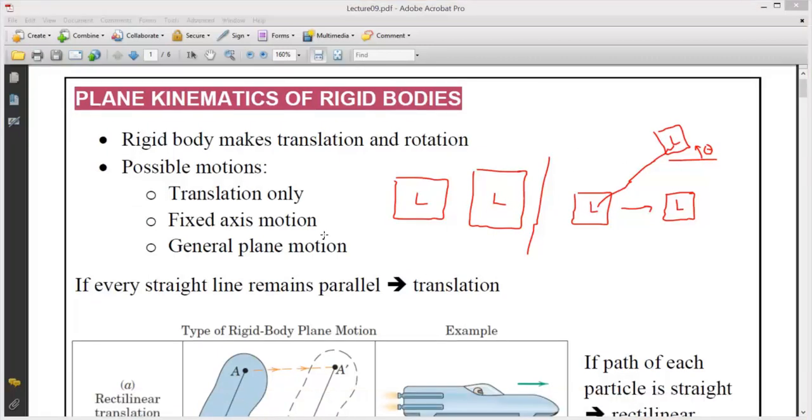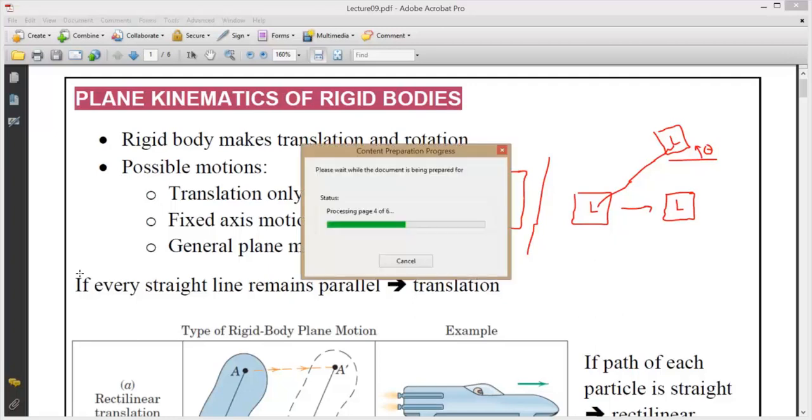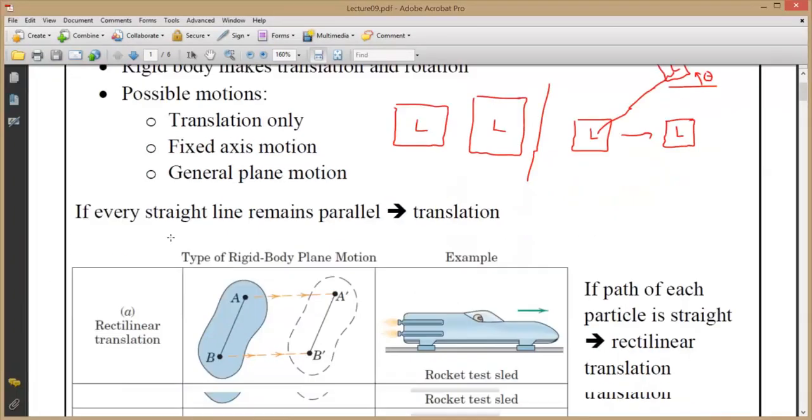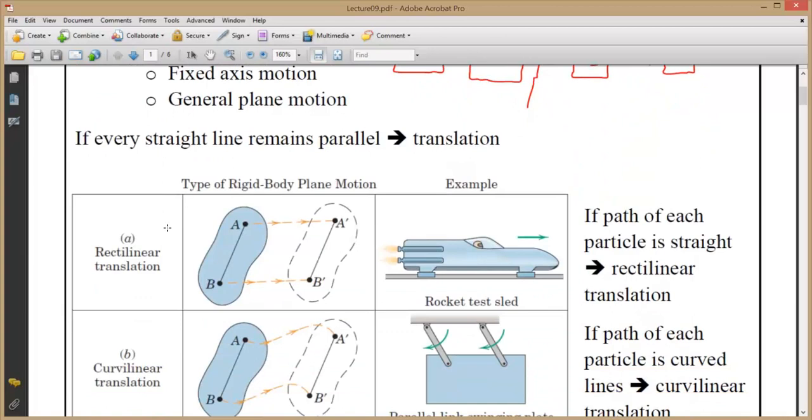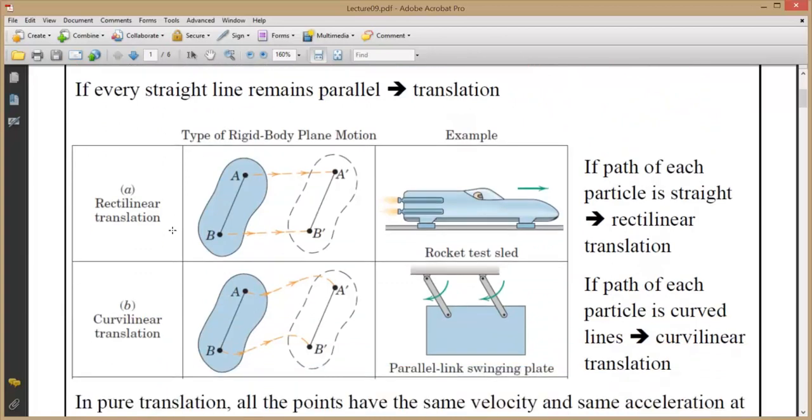Now, the first thing that we're going to take a look at is the translational motion. We can investigate the translational motion in two parts, as rectilinear and curvilinear translation. The difference between the two is that in rectilinear translation, the path of each point on the rigid body is a straight path. The magnitude is the same, the direction is the same, so these two lines here from A to A prime and B to B prime are parallel to each other, and their magnitudes are the same.